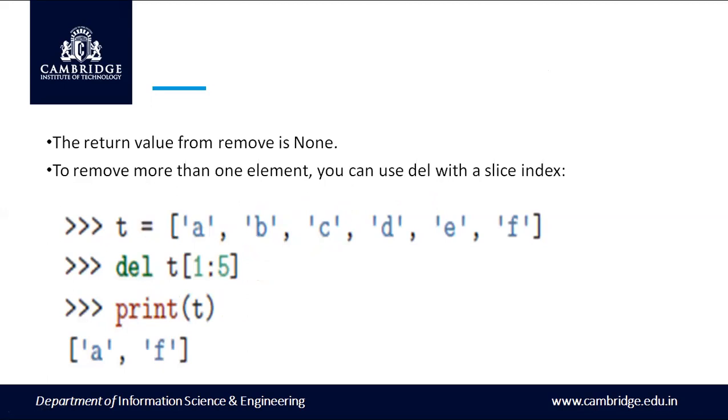In all the examples we have seen previously, we deleted only one element. If you want to delete more than one element, then you can use a slice index. Slice is used to delete more than one element. You can see here the first index being specified and the second index being specified, and it removes the elements in the specified slice.